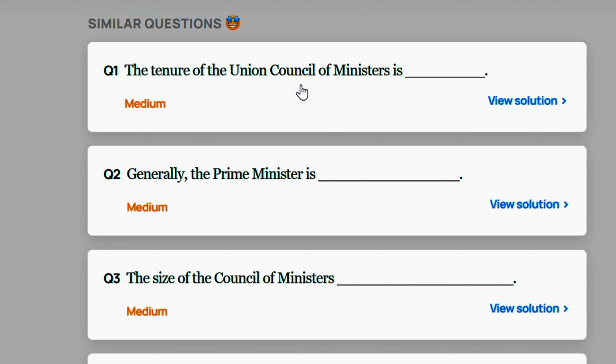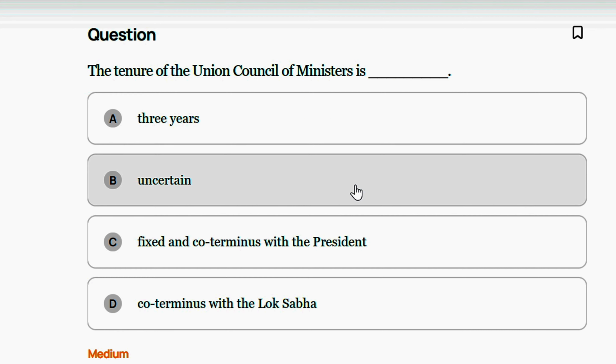The tenure of Union Council of Ministers is: 3 years, uncertain, fixed, or coterminous with the Lok Sabha. The tenure of the Union Council of Ministers is coterminous with the Lok Sabha.